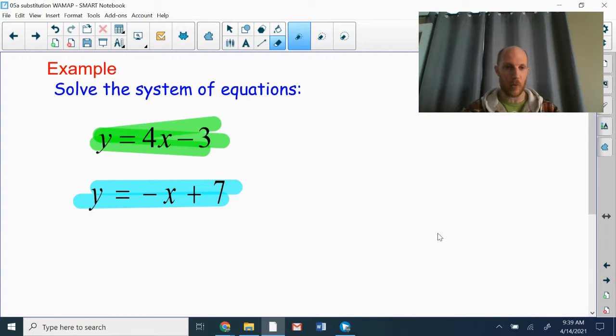So here's a system of equations. Let's use this as an example. I got a green equation, y equals 4x minus 3. A blue equation, y equals negative x plus 7. Both of these equations have already been solved for y equals. So that's step 1 in our process, get one of the variables by itself. That's already been done for us. And then step 2, we're going to make the substitution.